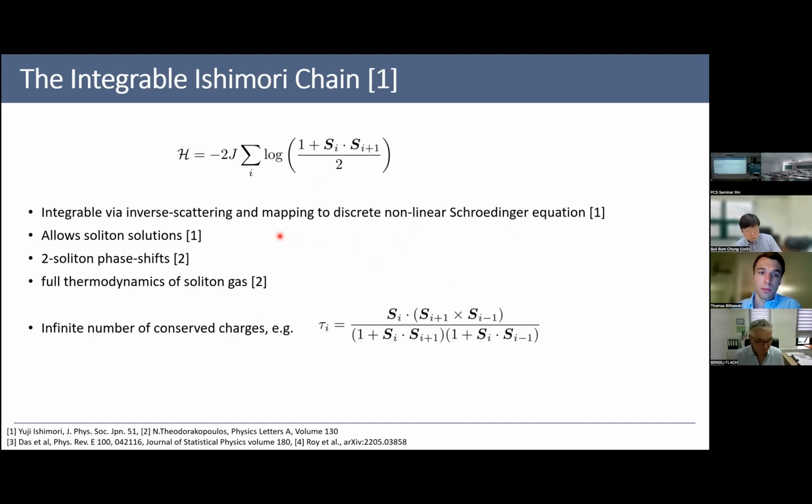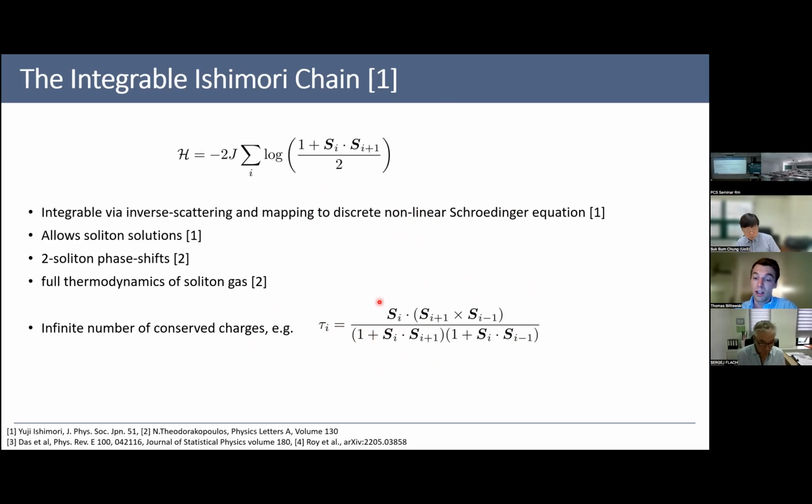Yeah. And again, since it's fully integrable, there's an infinite number of charges. One charge I want to point out is the torsion, which again, you wouldn't have guessed that this somewhat complex quantity is conserved, but it turns out this quantity is conserved. And I want to point it out because that will be useful also to understand the Heisenberg chain case a bit later.